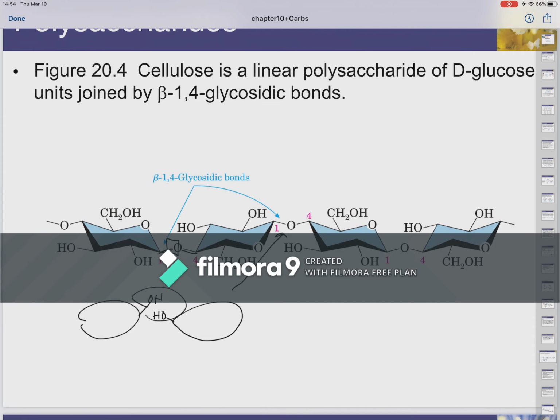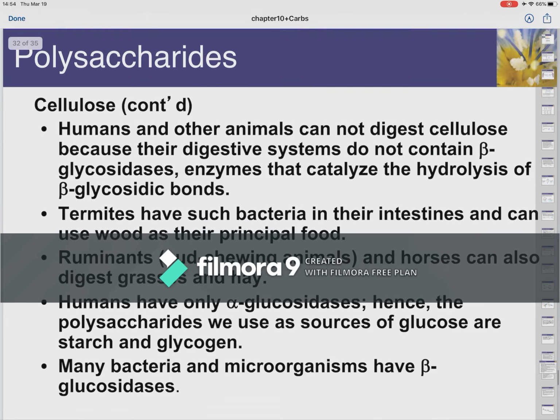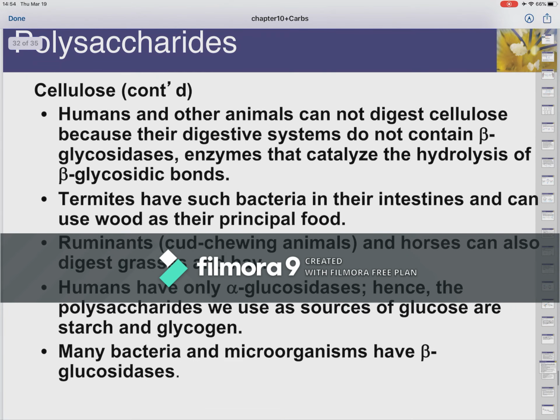Okay, so glycosidic linkage. Now we can't digest cellulose. We can digest starches, we can digest glycogen, because we have enzymes that break down alpha bonds. Alpha glucosidases is what we call our enzymes for alpha glucose, essentially. Since these are beta bonds, we can't break them down.